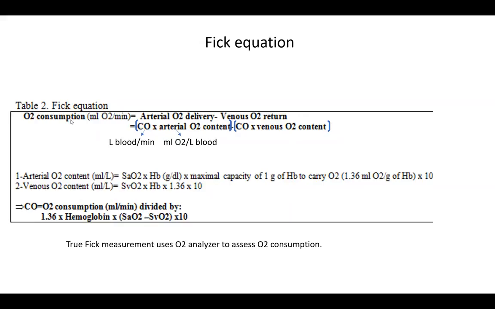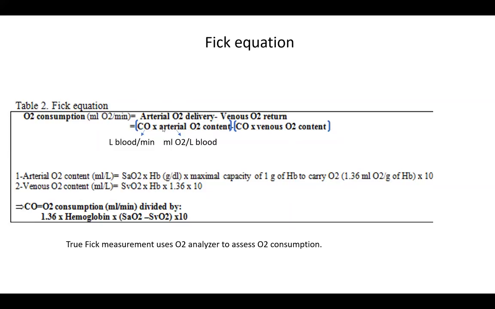concept. The concept is O2 consumption is the difference between how much the arteries are delivering versus how much is coming back through the vein. The difference between the two is whatever is consumed by the tissues, which makes sense.